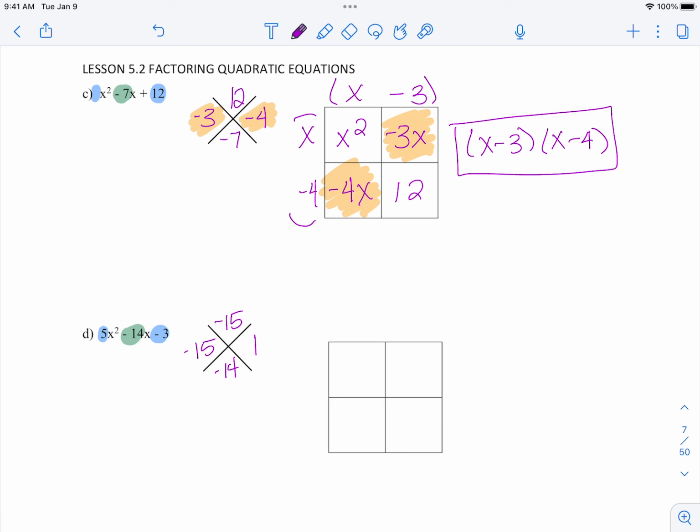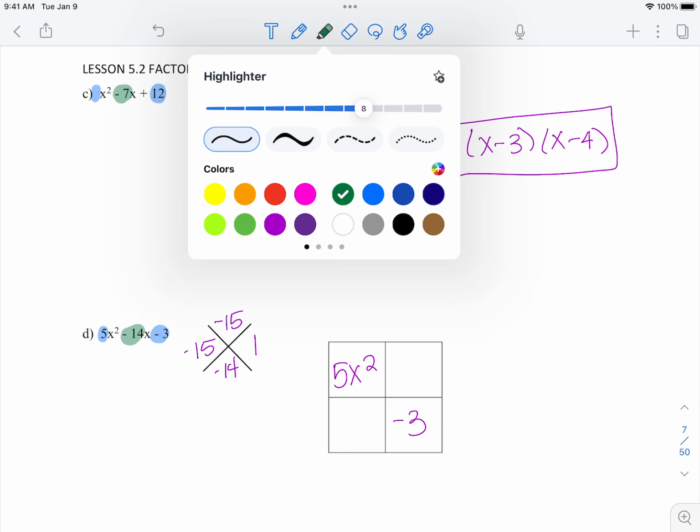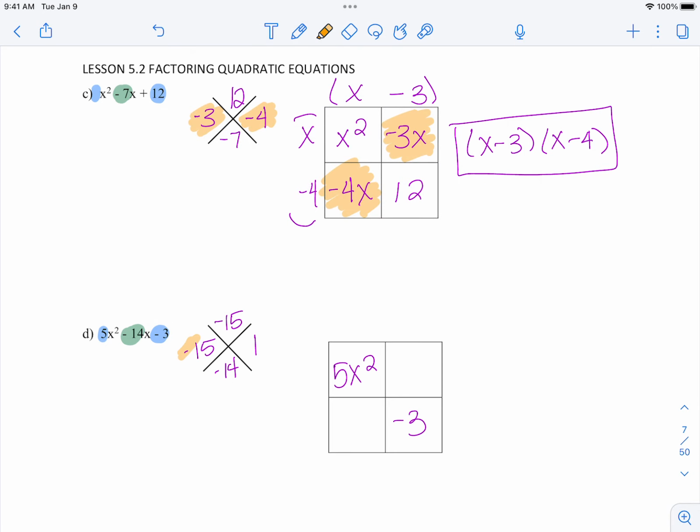So let's place everything in our box. We have 5x squared. We have our minus 3. We take our numbers from the diamond problem, negative 15 and 1, and we're going to place these in the remaining spots in our box here. So we have negative 15x and 1x. I want you to try to factor this now, taking out the GCF of the two columns and the GCF of the two rows.